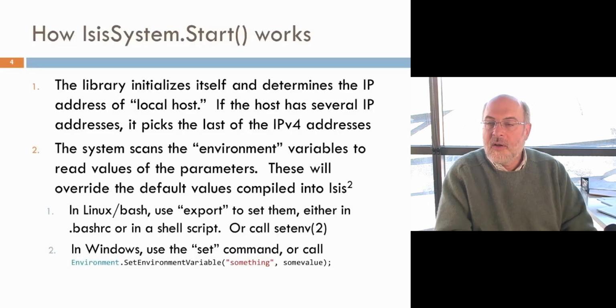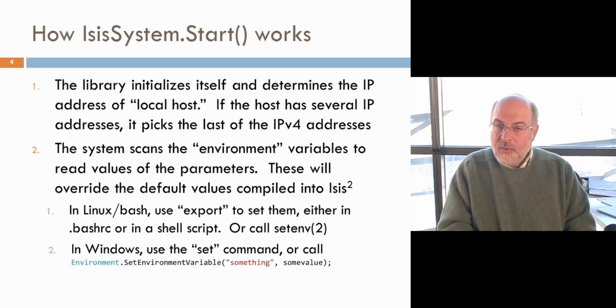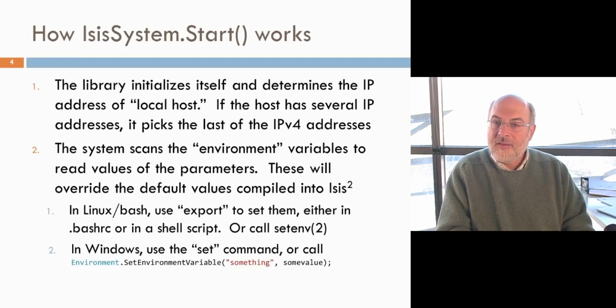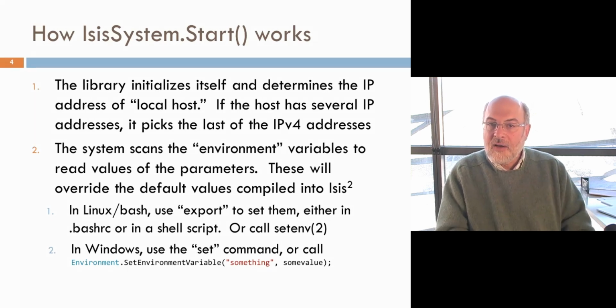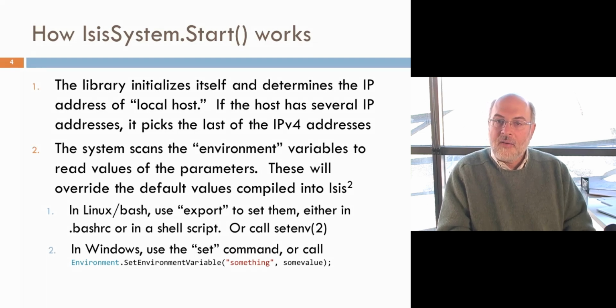So the ISIS system launches when you've linked your program to the library and you call the ISIS system.start method. And this method causes the library to initialize itself, and at that point it figures out the IP address of the host on which you're running. Now, modern computers often have multiple IP addresses, so ISIS needed a way to decide which one to use as the main IP address for your computer. The normal default rule is it uses the last of the IPv4 addresses it finds for your computer by scanning the network interface cards that are local.